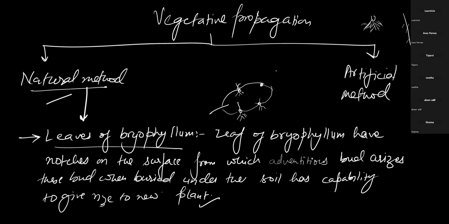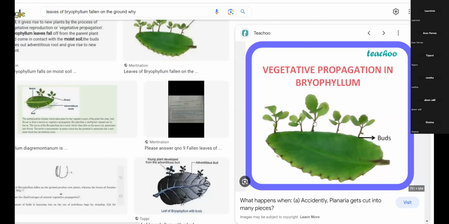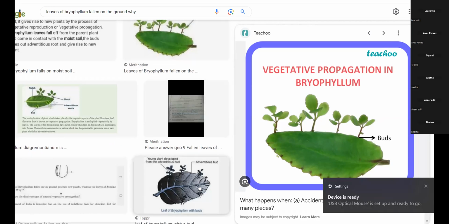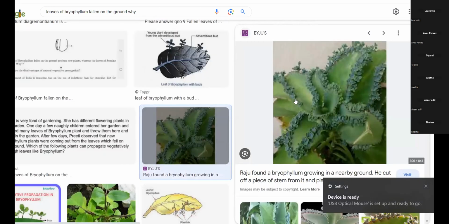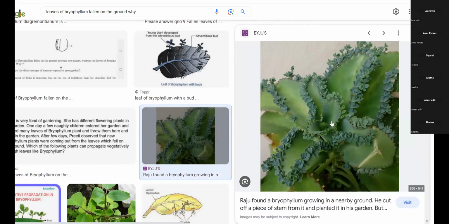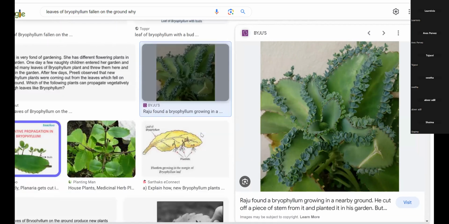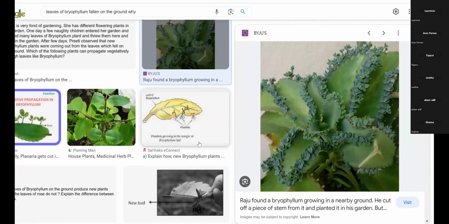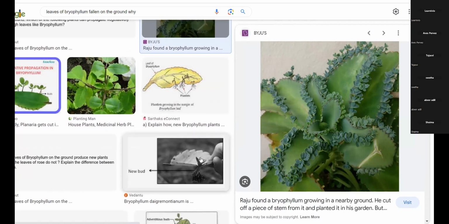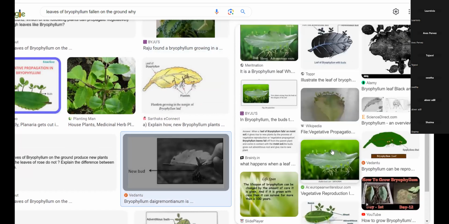So we can see that these are the leaves of bryophyllum that you can see here. They have notches over them. When they are buried under the soil, they can give rise to new plants. Got it? They have notches, and when they are buried under the soil, these notches produce buds. When these buds are buried under soil, they can give rise to new plants. You understood? Yes, sir. Bryophyllum has the capability to give rise to new plants.